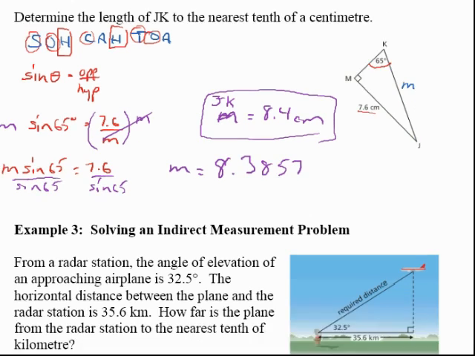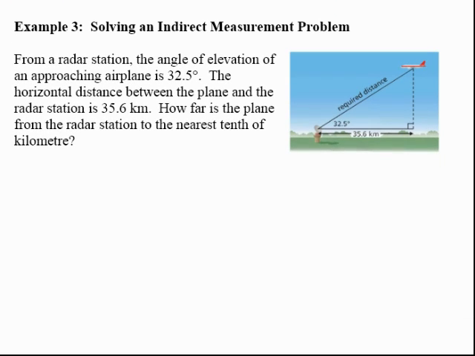Okay, on to example 3. Solving an indirect measurement problem. From a radar station, the angle of elevation of an approaching airplane is 32.5 degrees. So let's make sure we understand what's going on by looking at the diagram. So there's our 32.5 degrees. The horizontal distance between the plane and the radar station is 35.6 kilometers. There we go. How far is the plane from the radar station to the nearest tenth of a kilometer? So that we're looking for this distance.